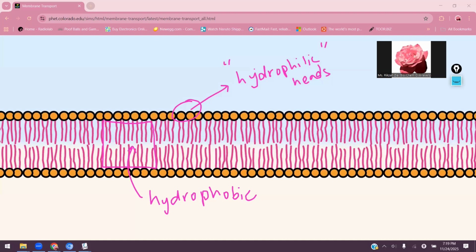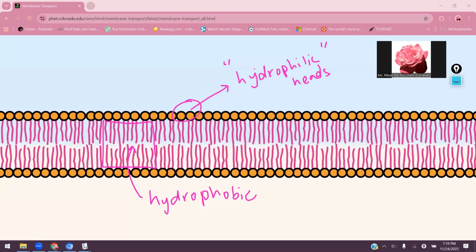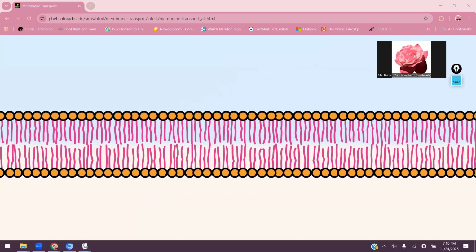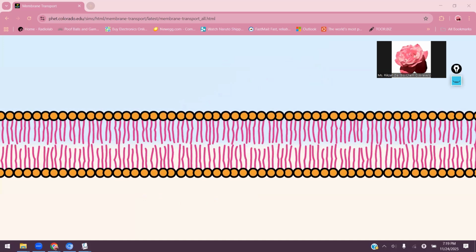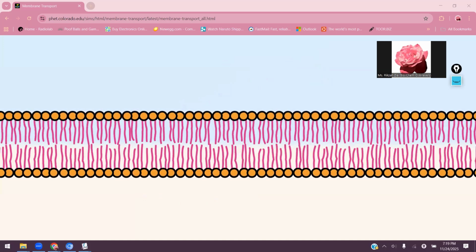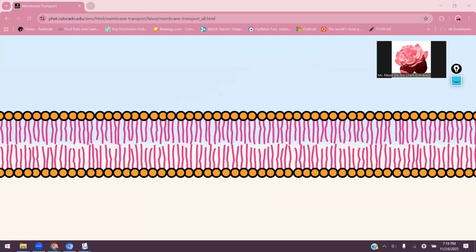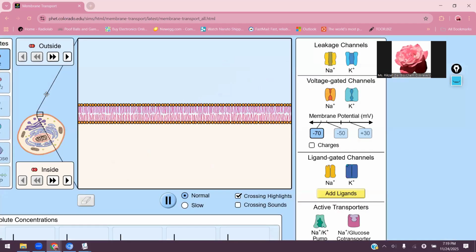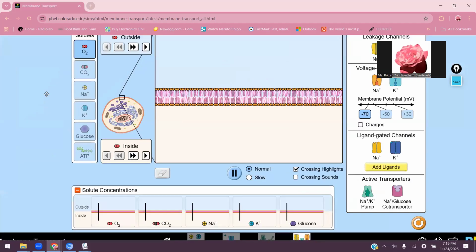Now, the permeability of your substance really depends on the nature of that substance, whether we're dealing with something that is uncharged, polar, non-polar, or a charged species. Is it hydrophilic? Is it hydrophobic? So on and so forth. So let's see how the transport of molecules happens across the plasma membrane.